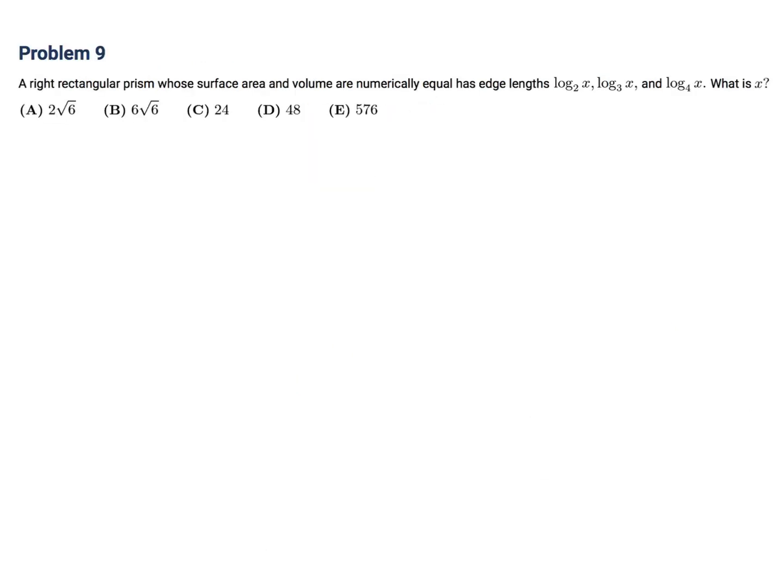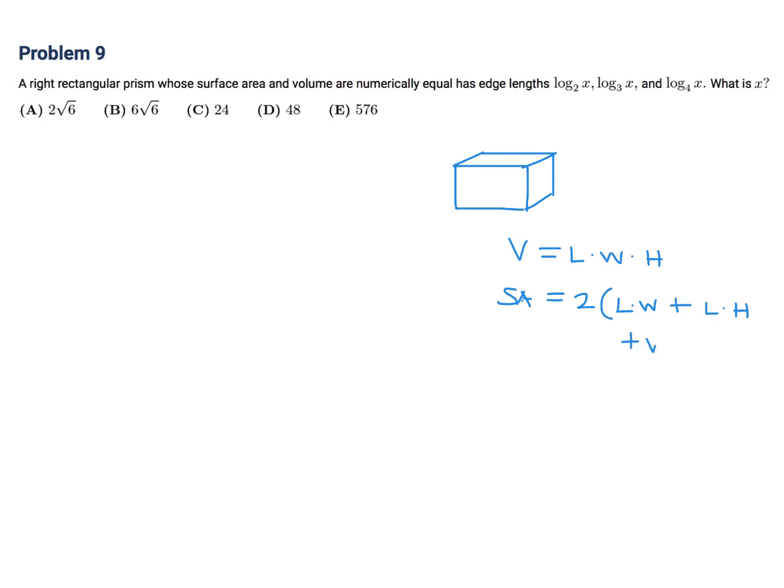Problem number 9. A right rectangular prism whose surface area and volume are numerically equal has edge lengths log x base 2, log x base 3, log x base 4. What is x? So we have a rectangular prism, basically a box. And as you all know, the volume is length times width times height. And the surface area is 2 times the length times the width plus the length times the height plus the width times the length.